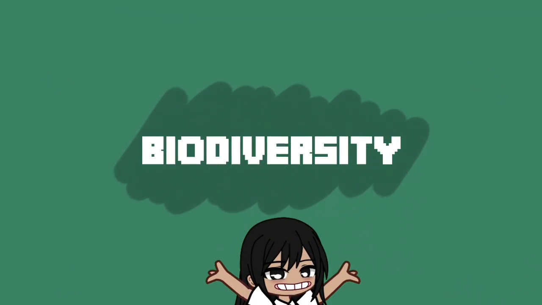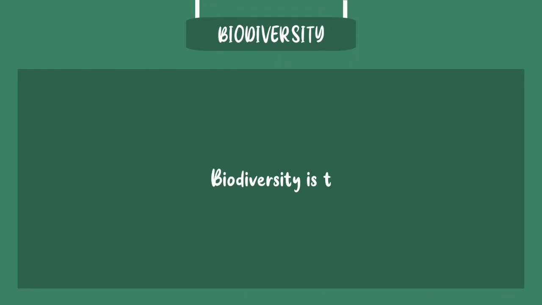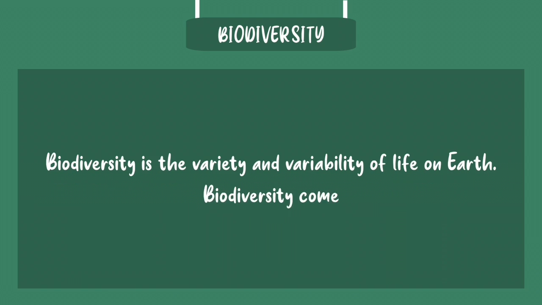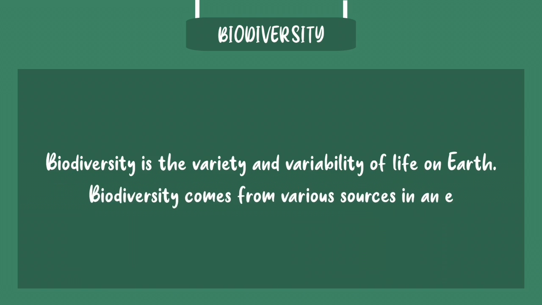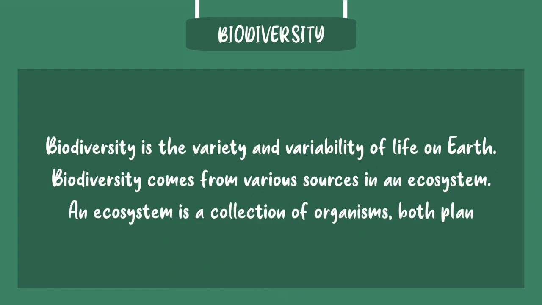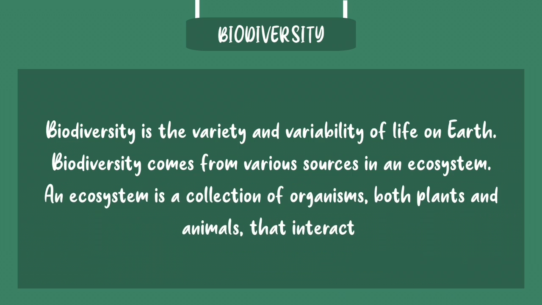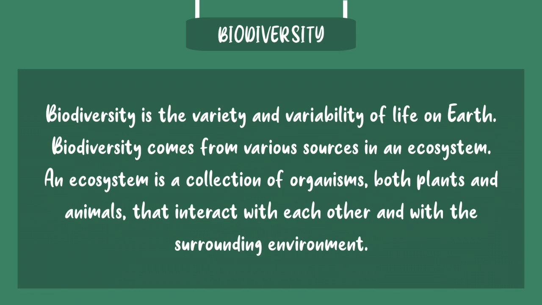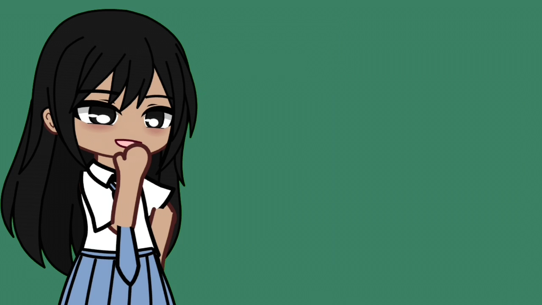In this SLC, the topic I take is biodiversity. Biodiversity is the variety and variability of life on Earth. Biodiversity comes from various sources in an ecosystem. An ecosystem is a collection of organisms, both plants and animals, that interact with each other with the surrounding environment.